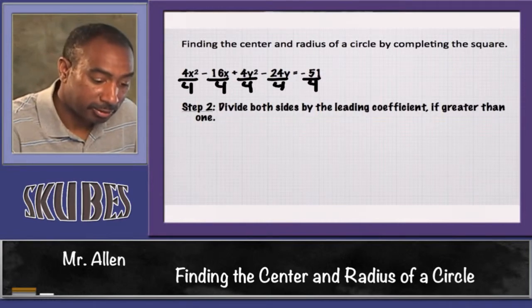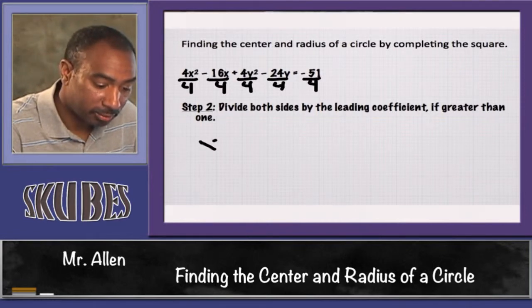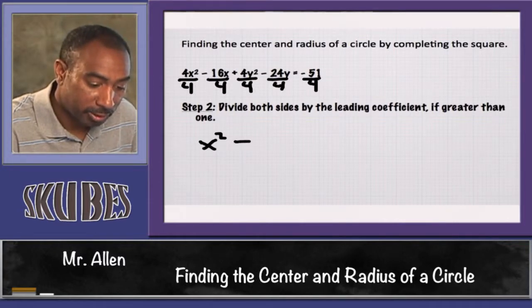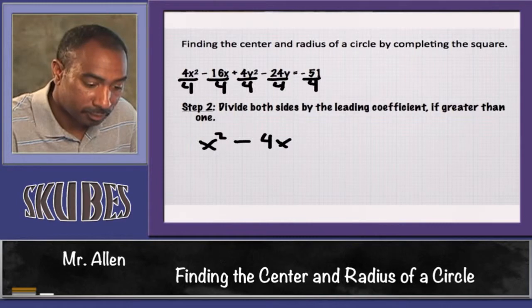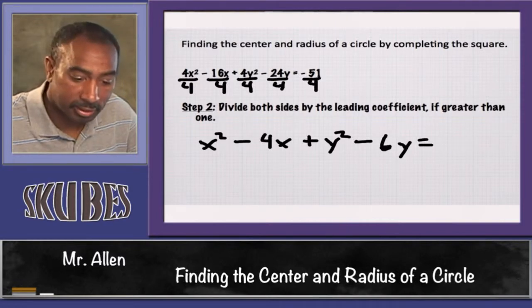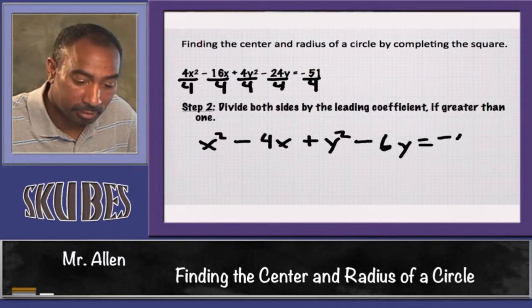So if you simplify that, you're going to get x squared, because 4 divides into 4 one time, minus 4x plus y squared minus 6y. And 4 doesn't divide into 51, so you leave it negative 51 fourths.